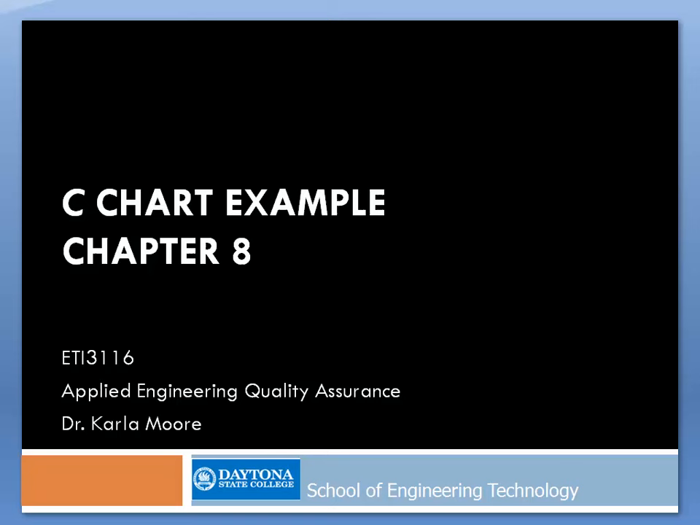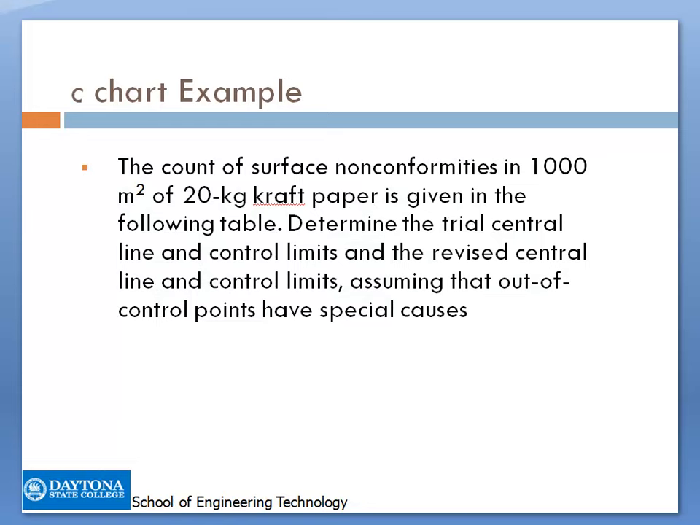This is a short lecture to show how to build a C chart. This is chapter 8. The problem statement says that the count of surface nonconformity in 1000 square meter of 20 kilogram kraft paper is given in the following data. You have to determine the trial central line and control limits.